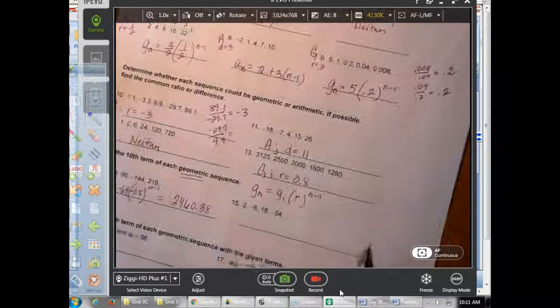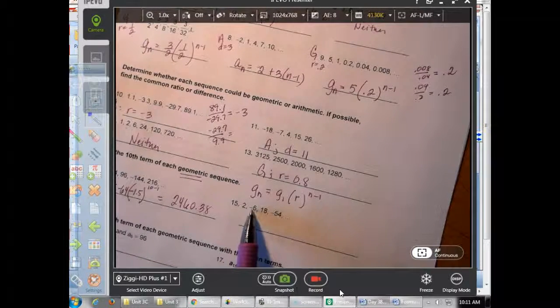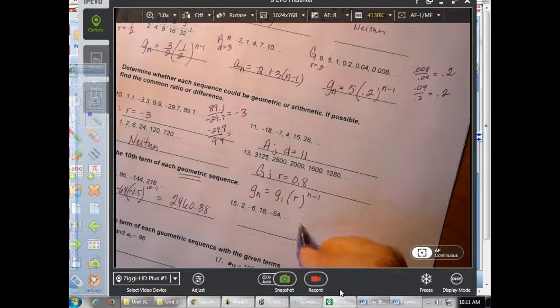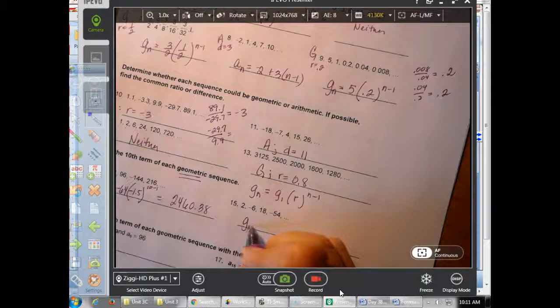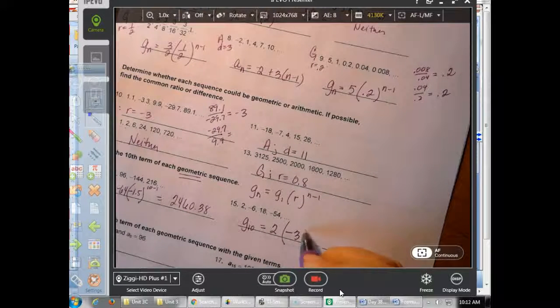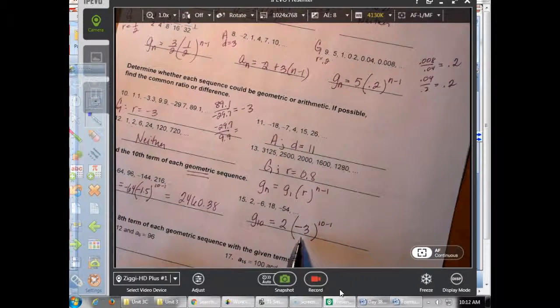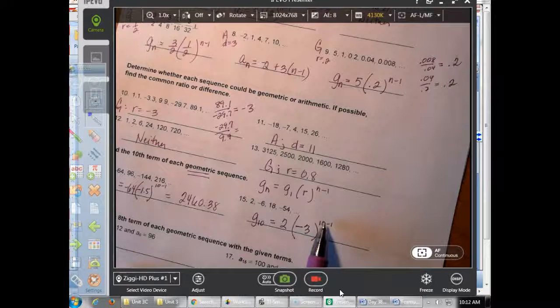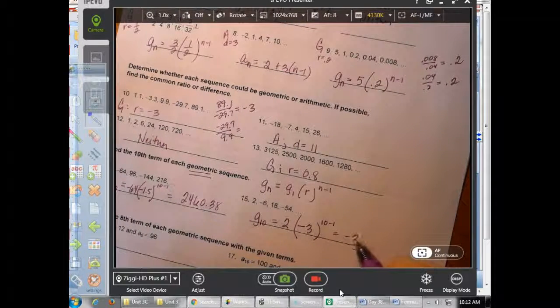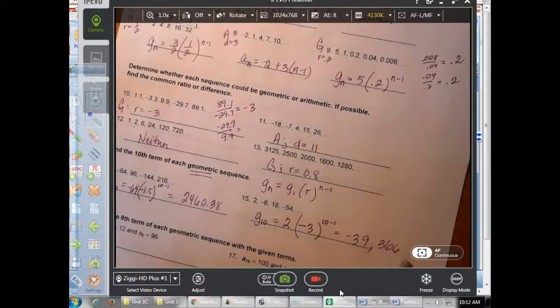Okay, the next time it looks like I'm multiplying by negative 3 every time. So I'm going to have G sub 10 is equal to my first value of 2, then a negative 3, and then to the 10 minus 1. So my starting value, I have my common ratio of negative 3, and then I'm looking for the 10th term. So I have to multiply by this negative 3 9 times. And we've talked about that in class a lot. So just do this in the calculator, and you get negative 39,366.